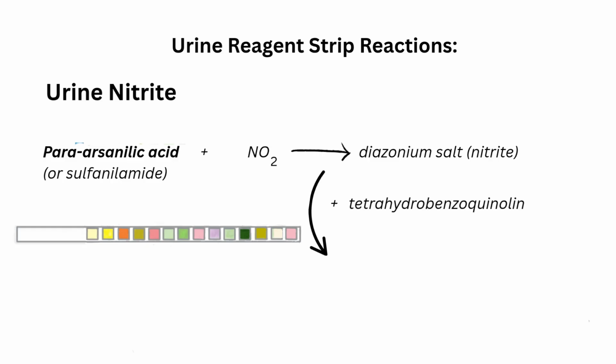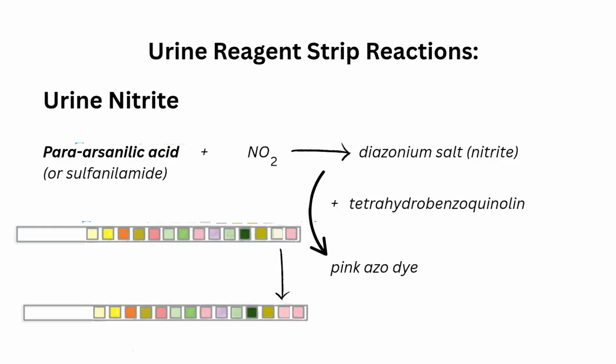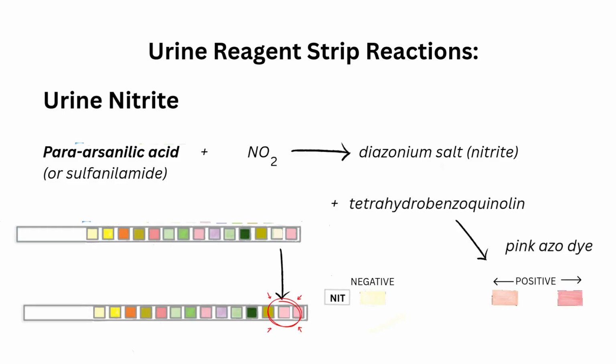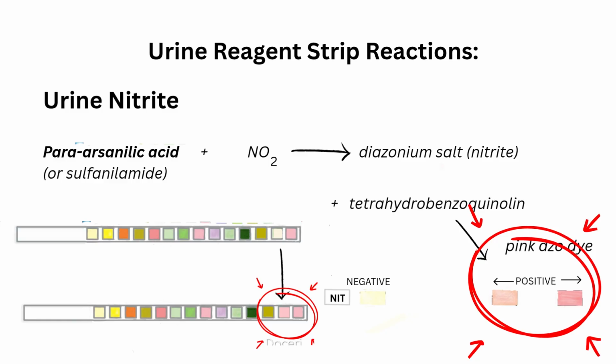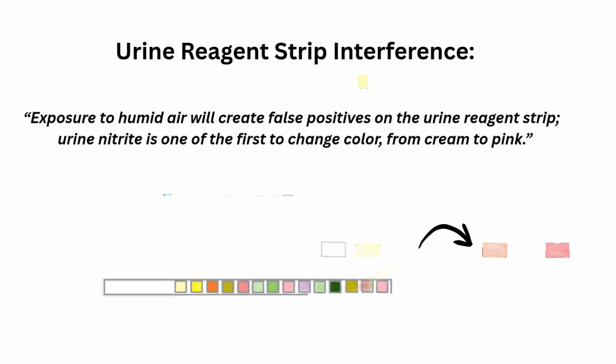The key ingredient for urine nitrite testing is para-arsanilic acid. Nitrite produced by urine bacteria reacts with para-arsanilic acid to form a pink azo dye. Exposure to humid air will create false positives on the urine reagent strip for urine nitrite, and it is one of the first to change color from cream to pink.